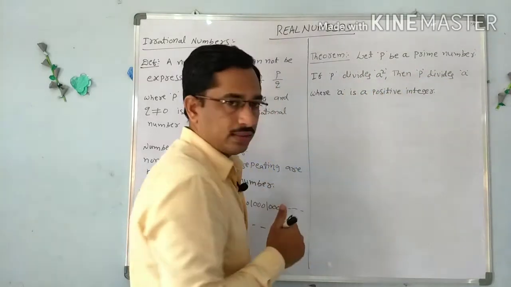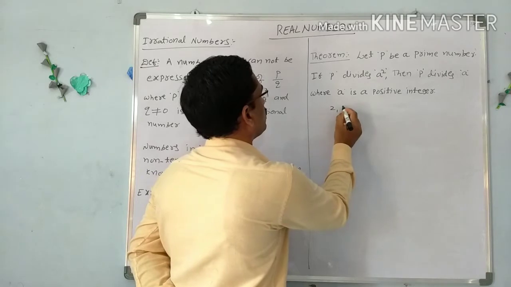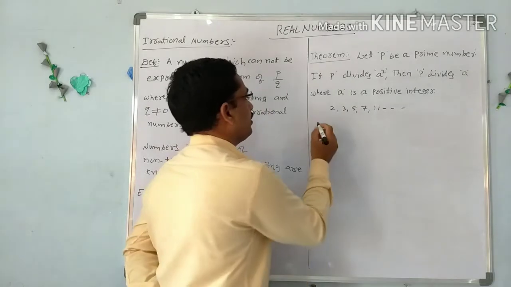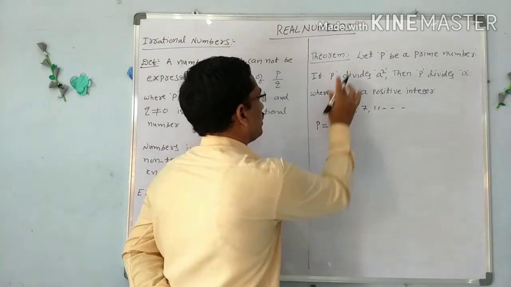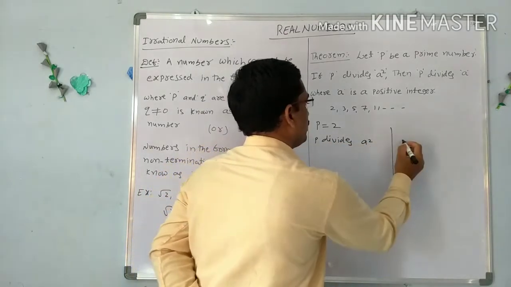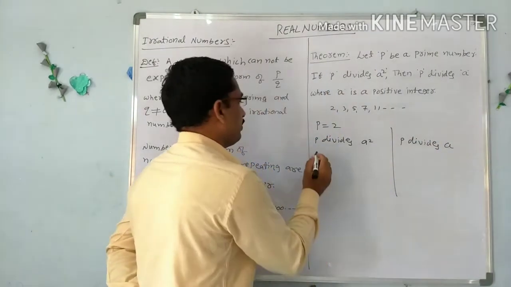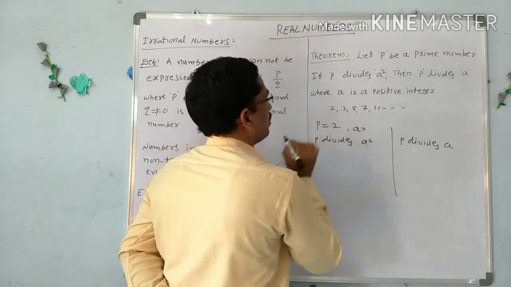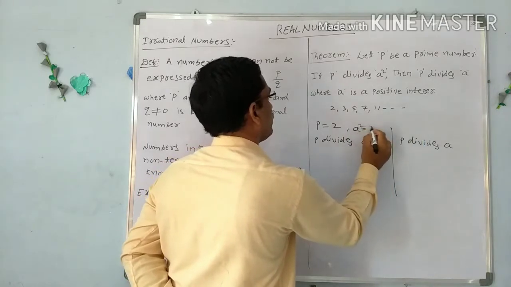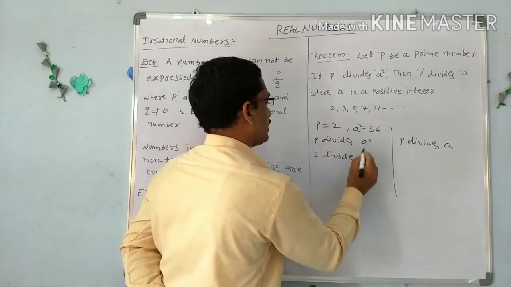I explain this theorem with an example. Let us take prime numbers 2, 3, 5, 7, 11; all these are prime numbers. Now I am taking p equal to 2. The statement: p divides a square, then p divides a. I am taking a equal to 6, meaning a square equal to 36. We know that 2 divides 36.